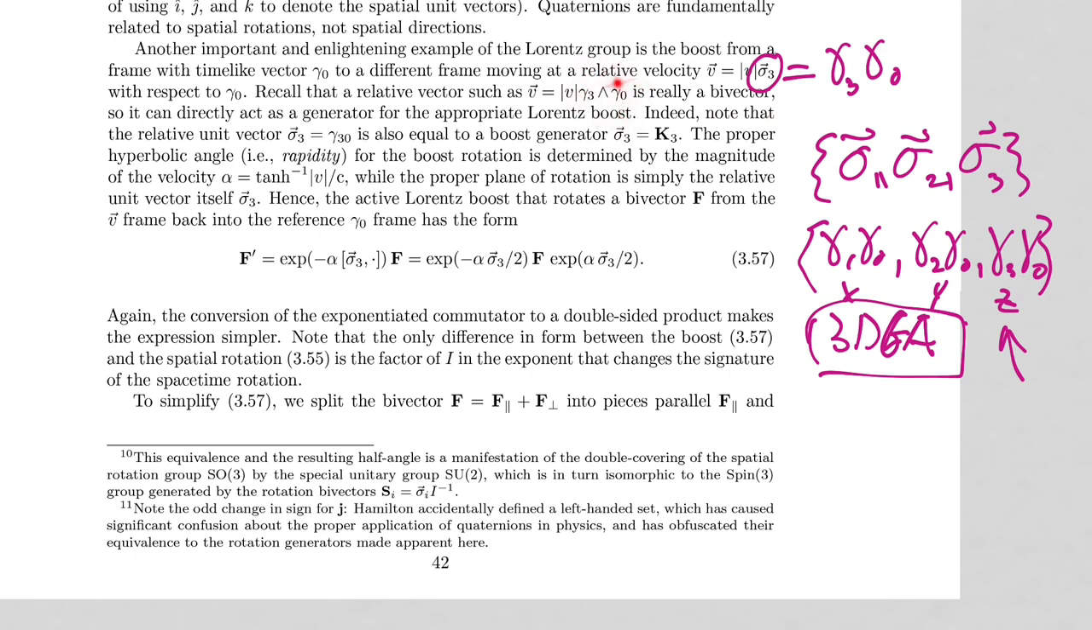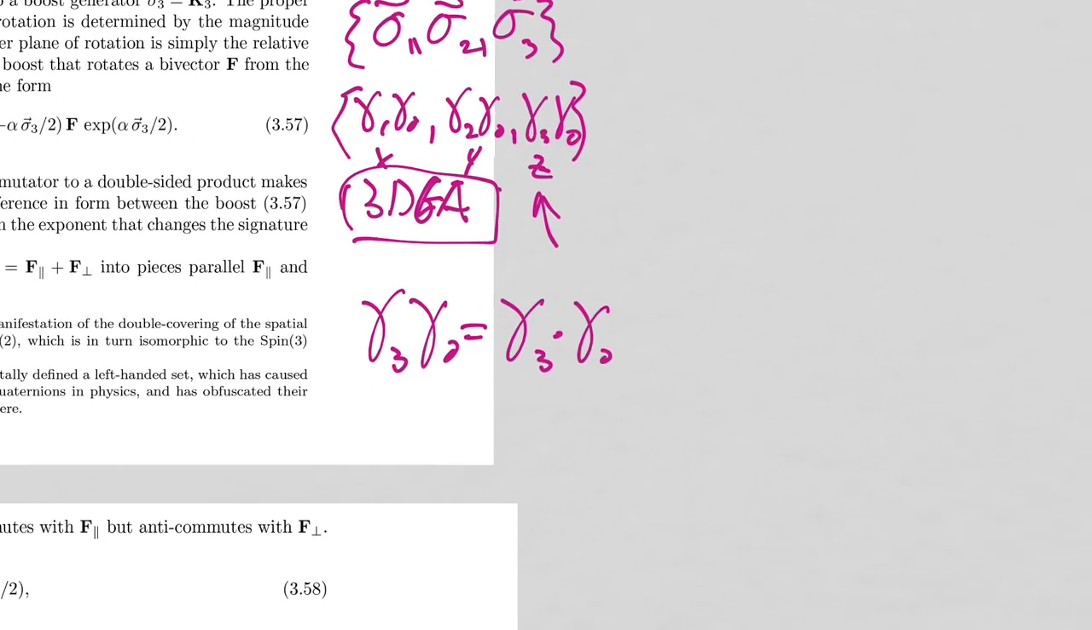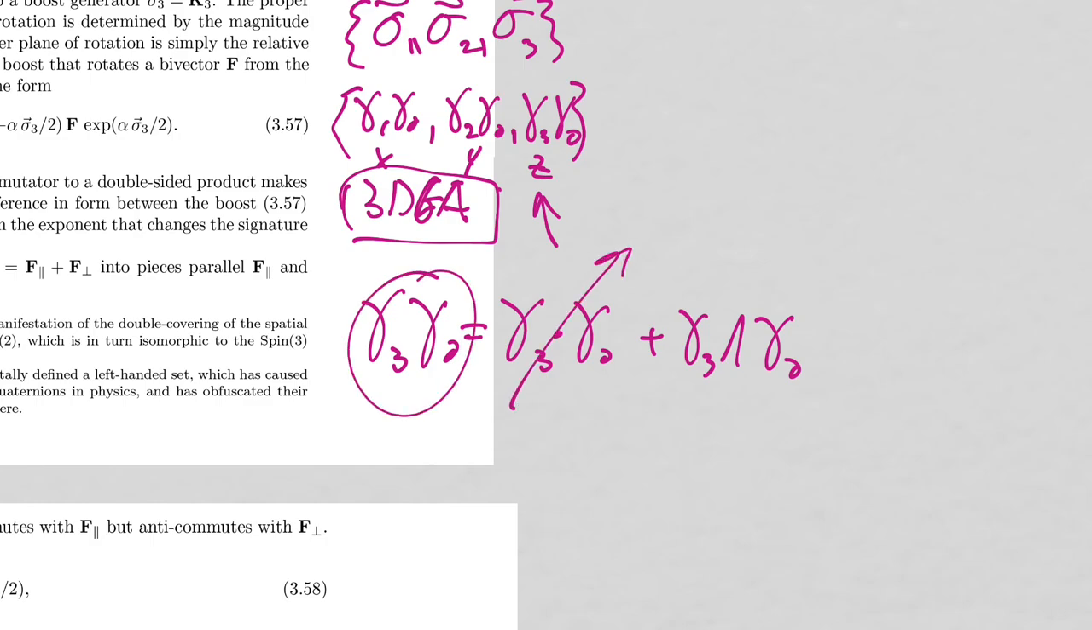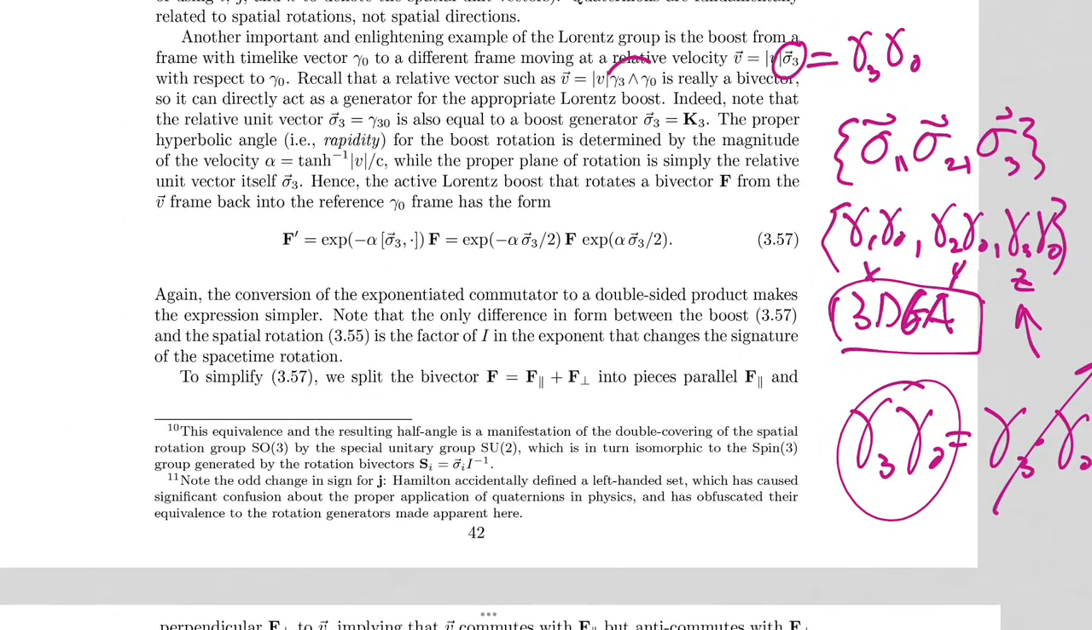Now, they write gamma 3 wedge gamma 0. I wrote gamma 3 gamma 0, but it's the same, and I can't help reminding you, right? Why not go through it? Gamma 3 gamma 0 is gamma 3 dot gamma 0 plus gamma 3 wedge gamma 0. But because they're orthonormal by definition, this piece is 0. So I can write that or that, and I'm okay. And so he chose to write it with the wedge. It's really a bivector, so it can directly act as a generator for the appropriate Lorentz boost.